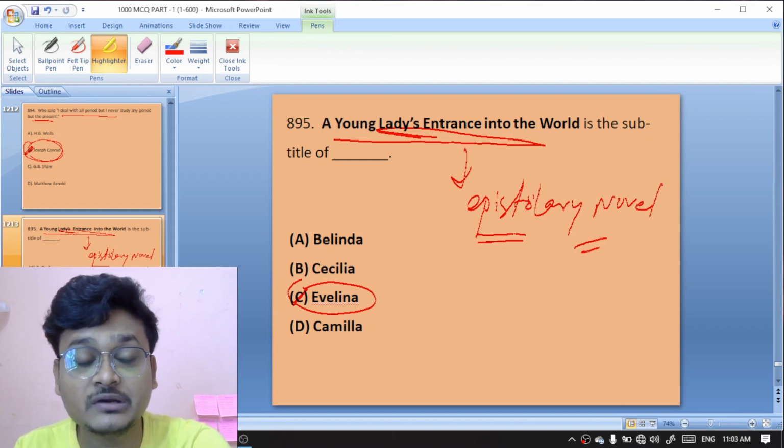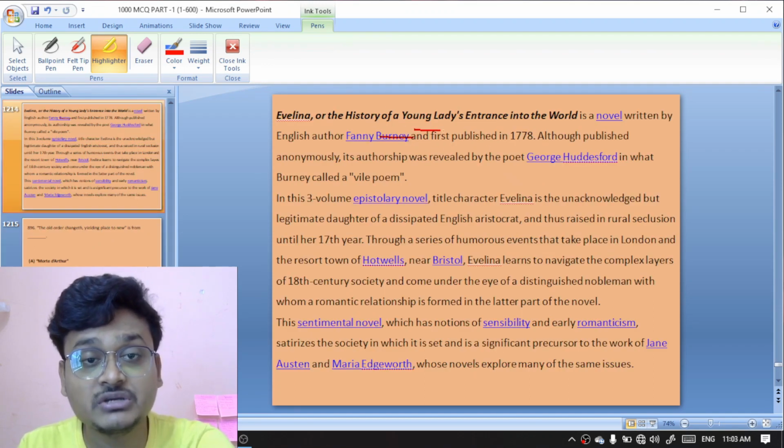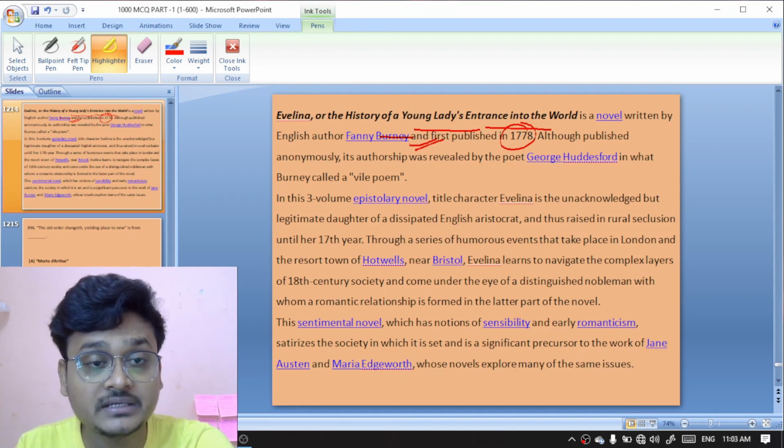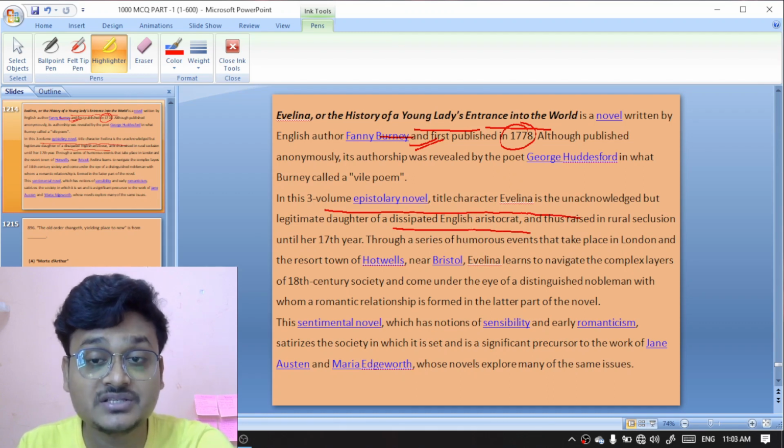It is an epistolary novel written by Fanny Burney. Evelina, or the History of a Young Lady's Entrance into the World, is a novel written by Fanny Burney, published in 1778. In this three-volume epistolary novel, the title character Evelina is the unacknowledged but legitimate daughter of a dissipated English aristocrat, raised in rural seclusion until her 17th year.